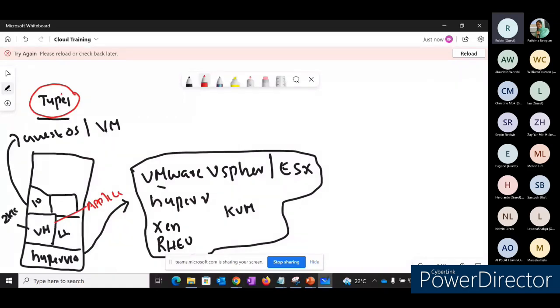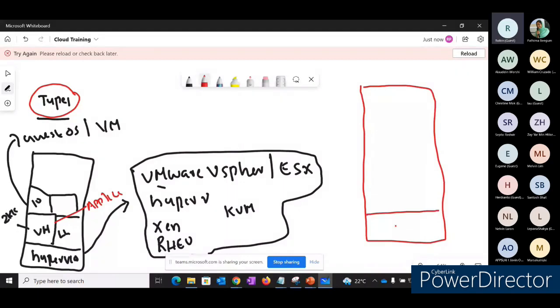Now, the case of type 2 is something different, used in a different mode. In a type 2 hypervisor, first you install the server operating system, just a normal operating system. And on top of that, you install the hypervisor.